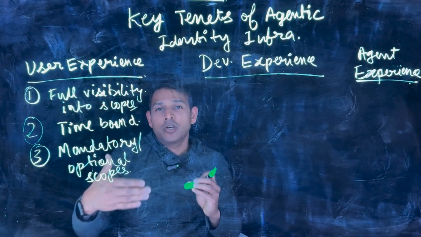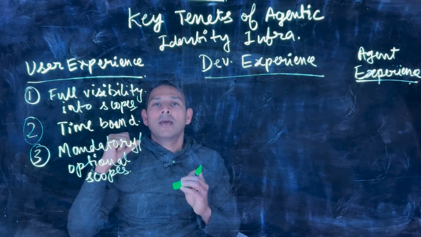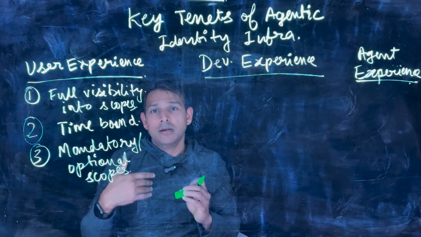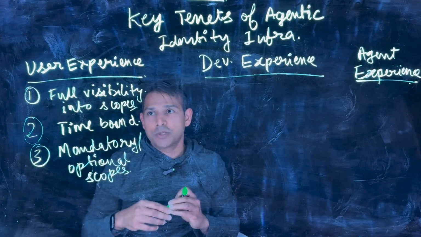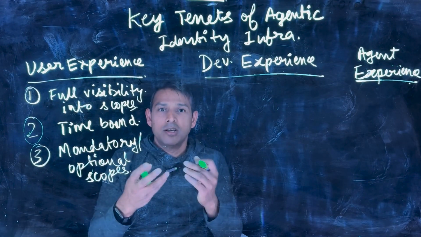And when a user interacts with an agent from an identity perspective, can they time bound the scope? Can they unselect the optional scopes and let the agent only do the task based on the mandatory scopes required? And do they have full visibility into what the agent is doing and what scopes the agent needs?